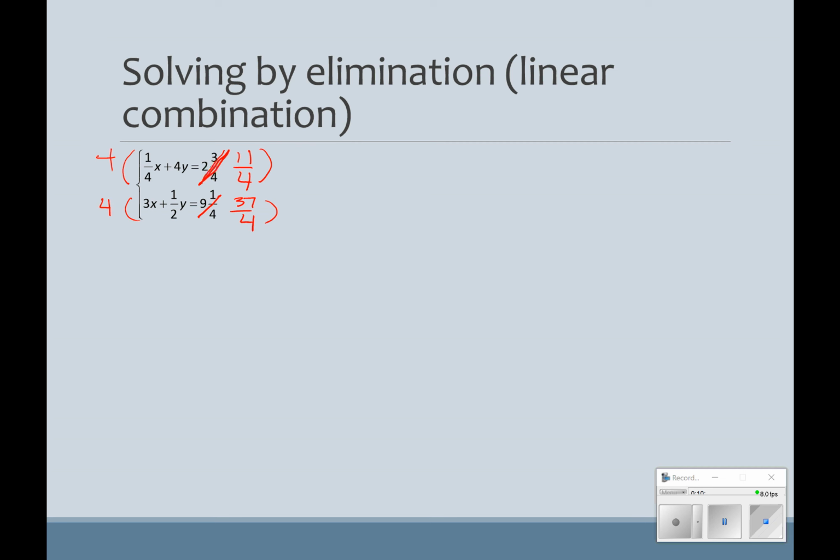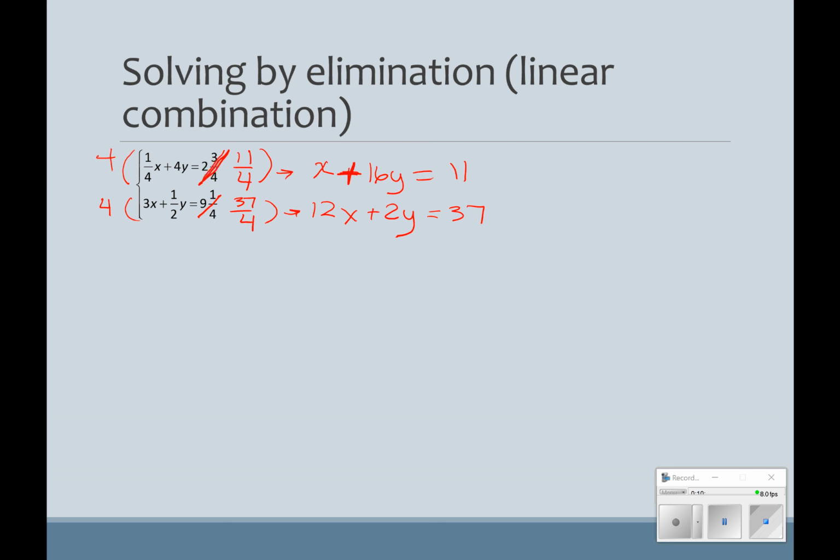Okay. So if I do that, I'm going to get x. 4 times 4 is 16y. 4 times 11/4, the 4's cancel, so that equals 11. Okay. Distributing on the second. 4 times 3 is 12, so I get 12x. 4 times a half, so a half of 4 is 2, so plus 2y. And 4 times 37/4 is 37. Okay. So this might make it a little easier to see what we can multiply or divide by.